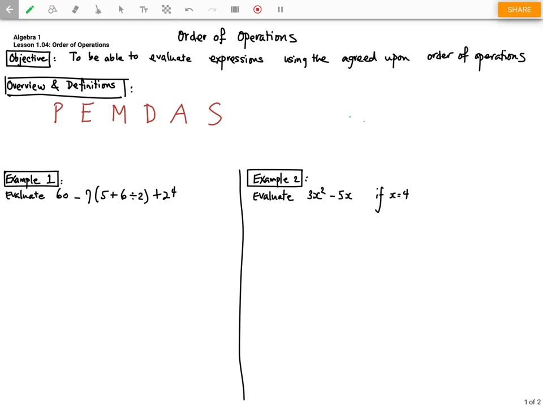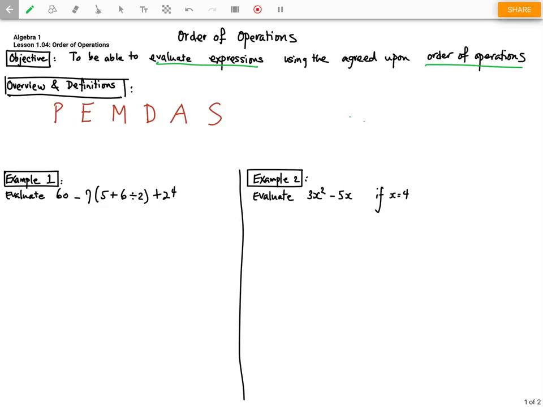Welcome to Algebra 1, Module 1, Lesson number 4. Today's topic is order of operations. The objective of this lesson is to be able to evaluate expressions using the agreed upon order of operations. So in a way, this is sort of like a review of the first lesson in the first module.